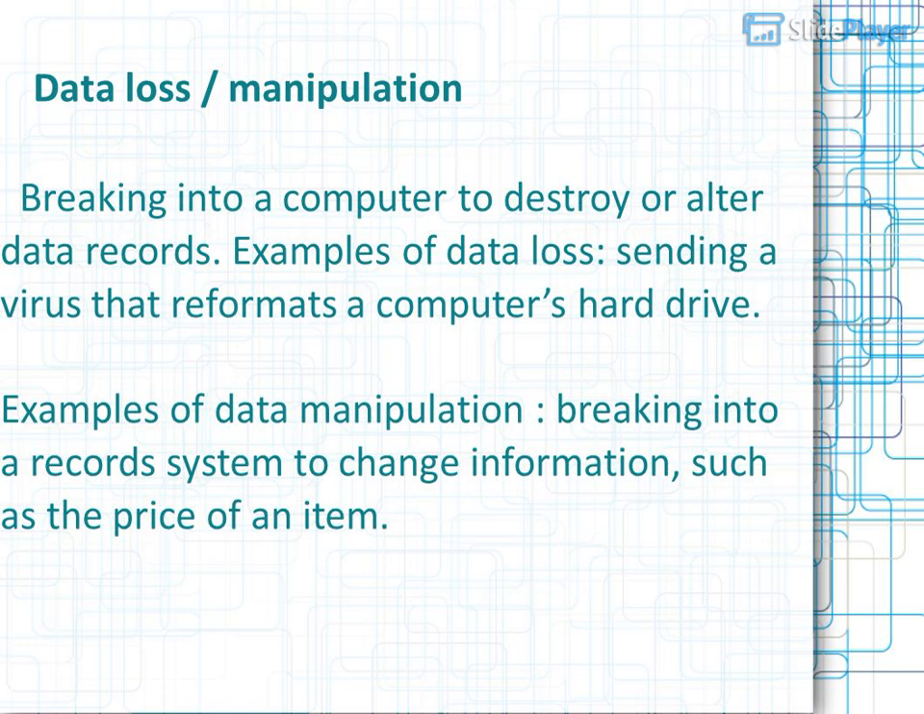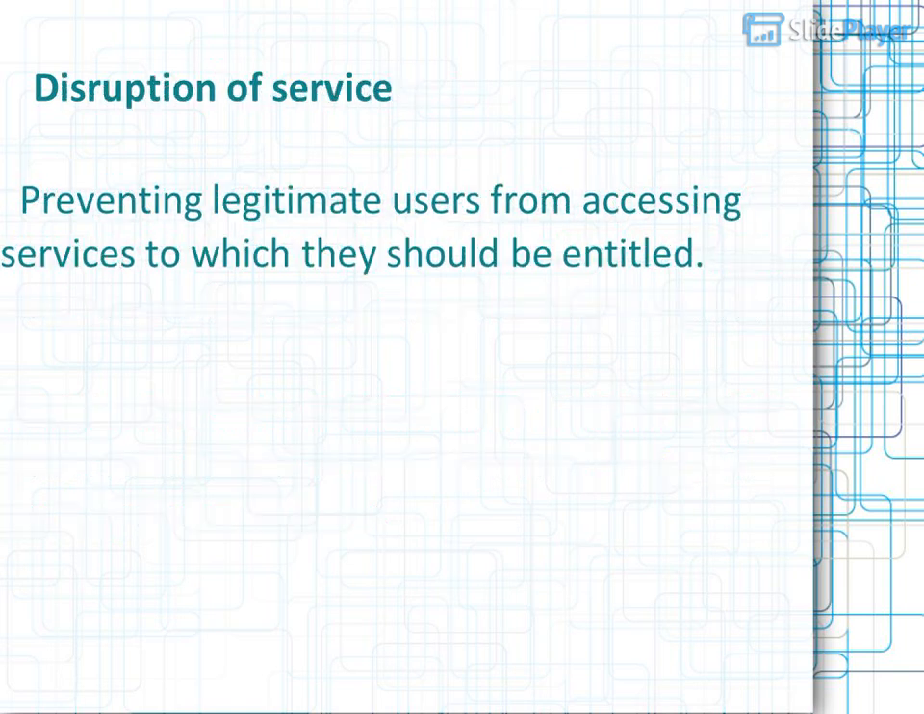Data loss and manipulation. Breaking into a computer to destroy or alter data records. Examples of data loss: sending a virus that reformats a computer's hard drive. Examples of data manipulation: breaking into a record system to change information, such as the price of an item. Disruption of service. Preventing legitimate users from accessing services to which they should be entitled.